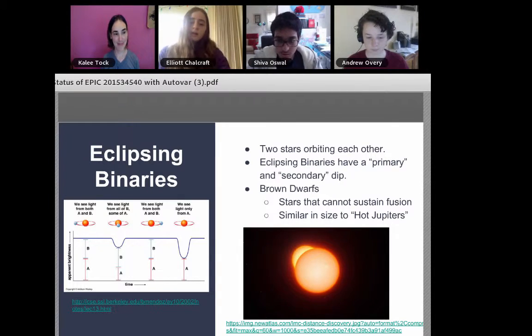So next is an eclipsing binary, which is very similar to an exoplanet transit, and you can detect it by looking at the light curve of a star or a binary star. With binaries, the light curve will not just have one dip, but two: one where the secondary goes in front of the primary and one where the secondary goes behind the primary.